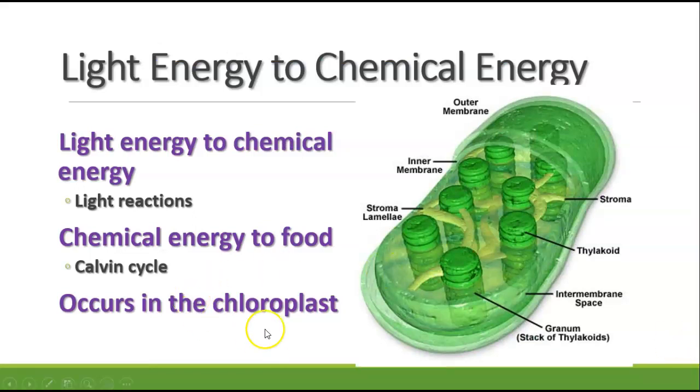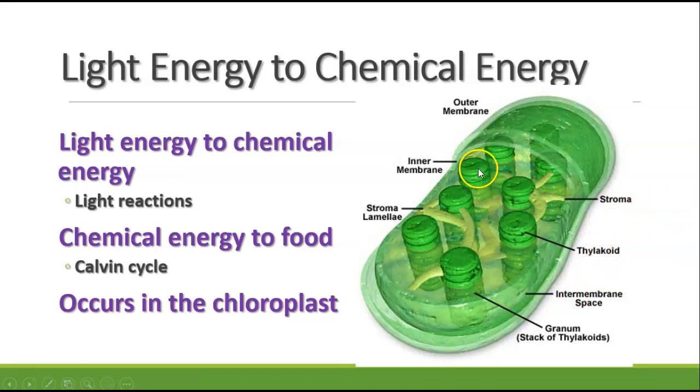There are the two parts. The light reactions include changing the light energy into chemical energy, and then using that chemical energy with carbon dioxide to make food in the Calvin cycle. And all of this occurs in the chloroplast, which, remember, is an organelle with two membranes, has its own DNA and its own ribosomes.